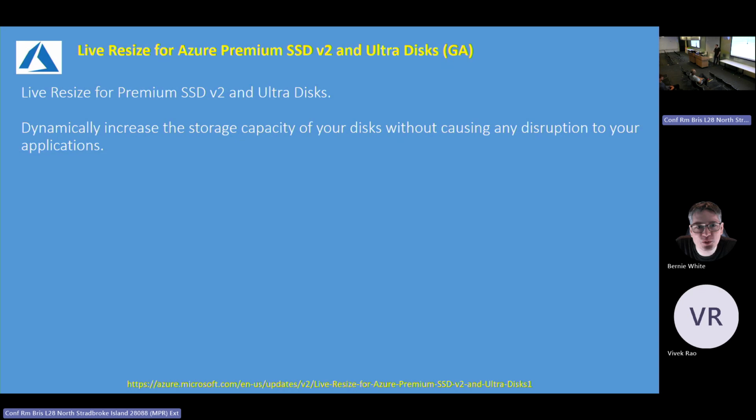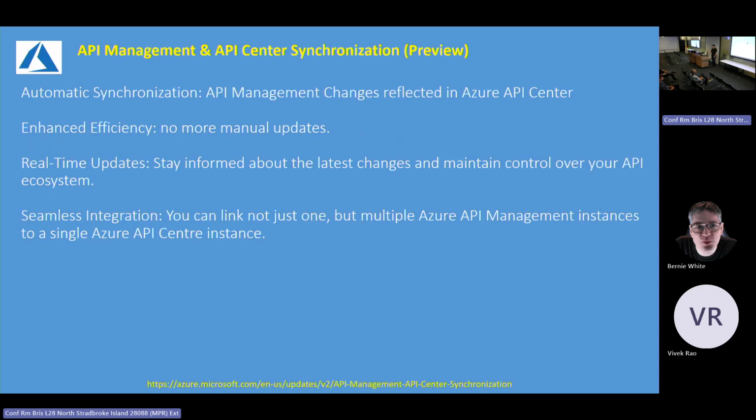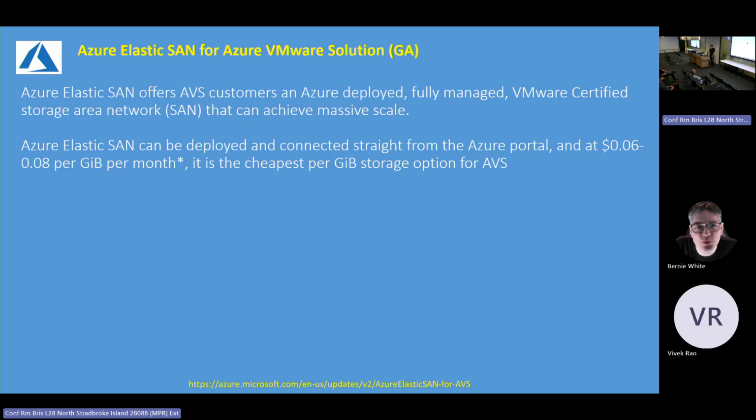Awesome. Okay, so live resize for Azure Premium SSD V2 and Ultra disks, that went GA. API Management and API Center synchronization has gone into preview, so that's just making that documentation a little bit simpler and bringing stuff over automatically for you. Elastic SAN for Azure VMware Solution.